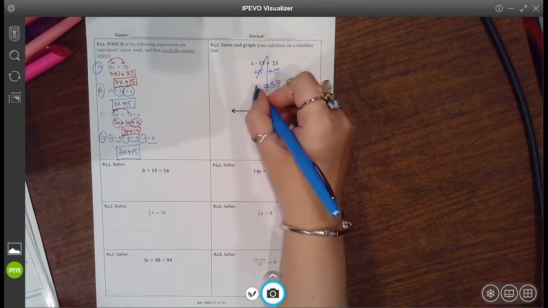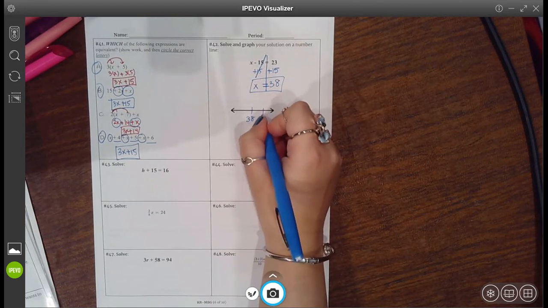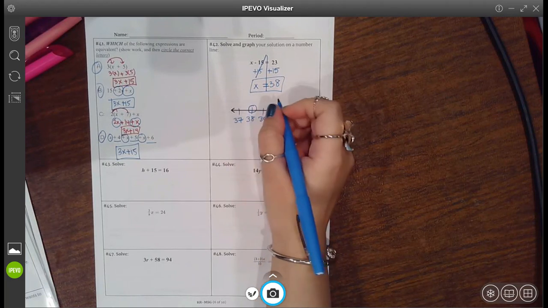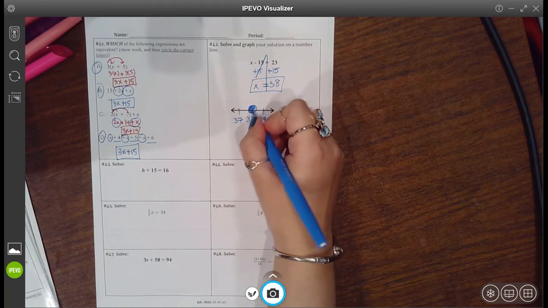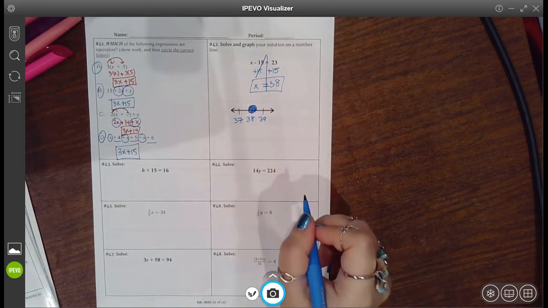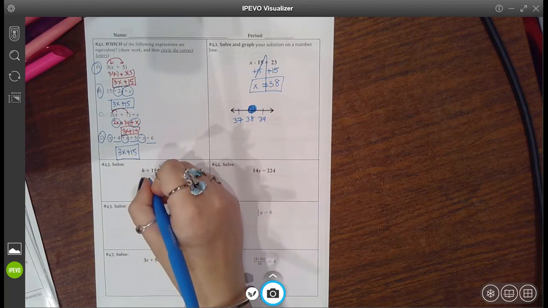So that's 38. And then when I'm asked to graph it, the number bigger and smaller, and my dot is at 38. And yes, it's including that number. And it's not an inequality, so it's just that number right there. Okay, that's the only one that asked me to graph it. Now I'm just going to solve all these.